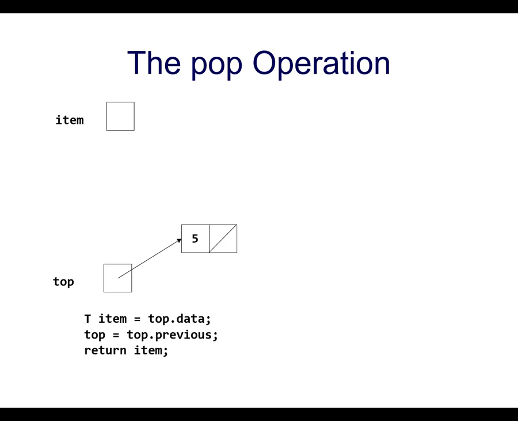Finally, let's see what happens when pop is called a final time. The value 5 in the data member of the node pointed to by top is copied to the local variable item. Top is changed to what is currently in top.previous. This change means that top will now contain a null, which indicates that the stack is empty. The value that was saved in item is returned. Finally, automatic garbage collection collects the now inaccessible node.